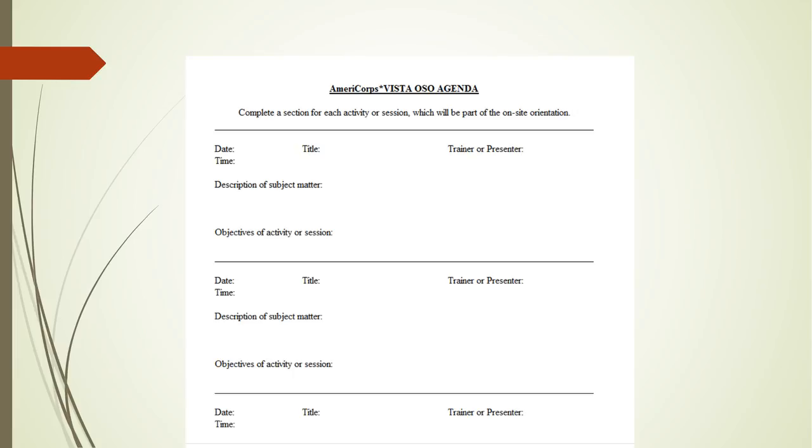You just include the date, time, and the title of the presentation, and the trainer or presenter. We do ask that the description of subject matter be a little more specific so we can get an idea of what your member will be learning, and we could possibly suggest those types of trainings to supervisors in the future, and to define what the objectives of that are going to be.